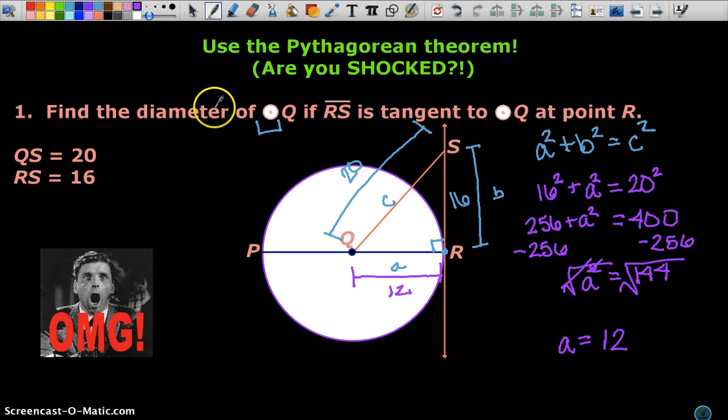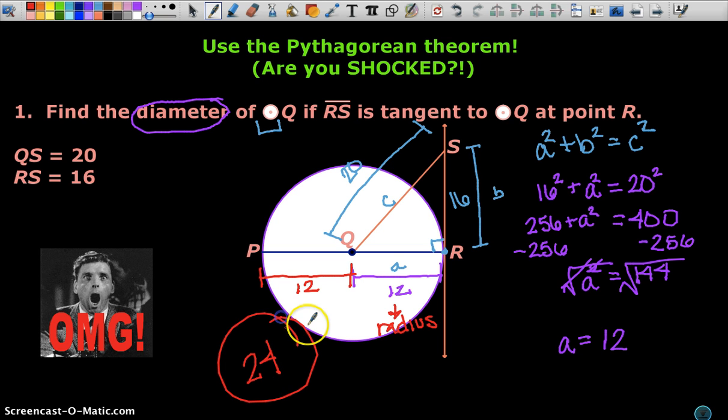But come back to this question. Look, it said find the diameter. Oh my gosh. Well, check this out. We have from Q to R is 12. Well, guess what? That's the radius. And we need the diameter. OMG. Maybe we should just double it. Oh my god. So the diameter is 24. Woo! I know. So excited.